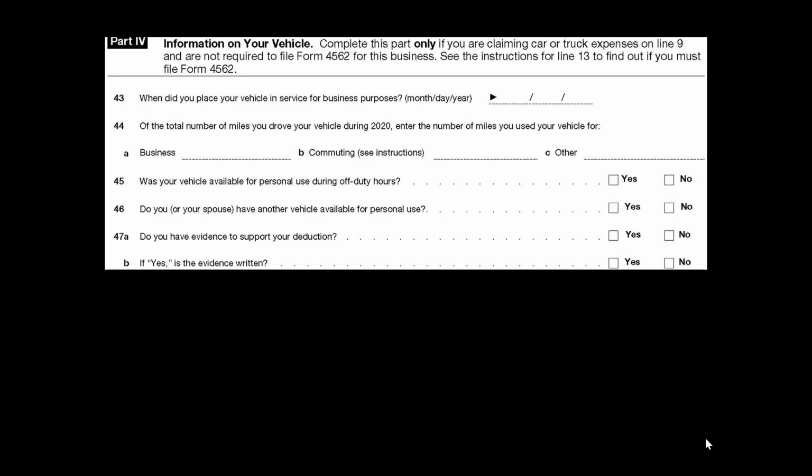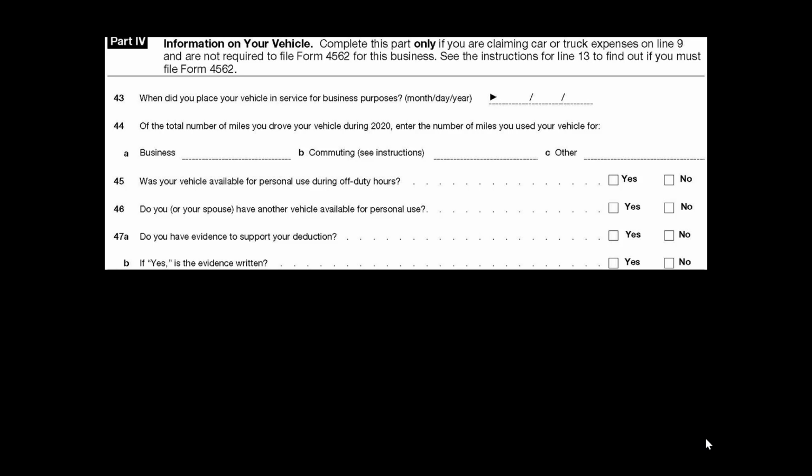Part 4 is the section where you document your mileage for business expenses. First thing you have to do is declare when you put the vehicle into service for business purposes. If you're using the car you've had for a while, then January 1st. One of the things that's interesting about deducting your business mileage is that the IRS requires that you report your other mileage as well.